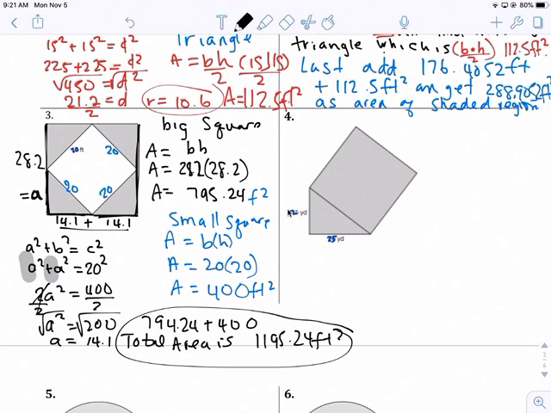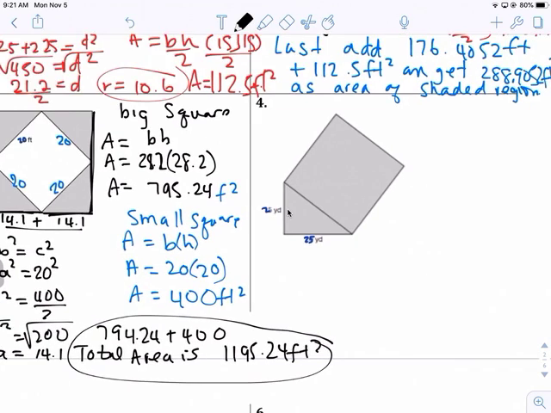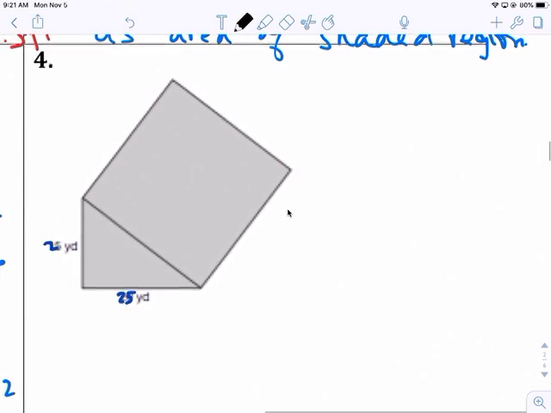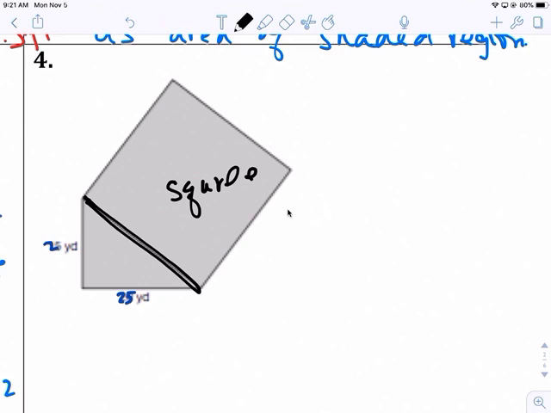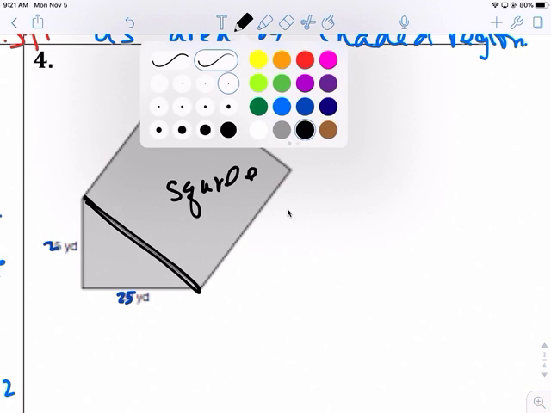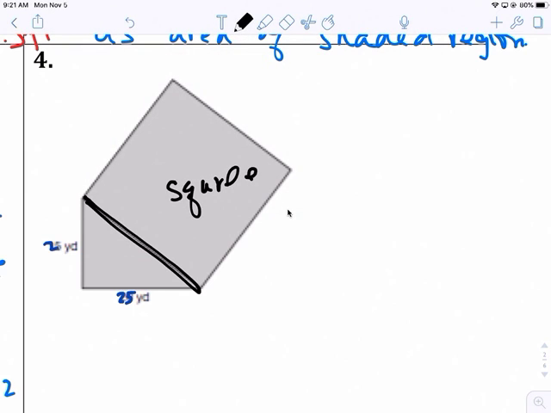All right, number 4. They're both 25s. This is a square. Let's find area of the square, the big one. First you add because there's no white spot to represent a hole. Okay? So let's do the square. Area of the square is base times height.